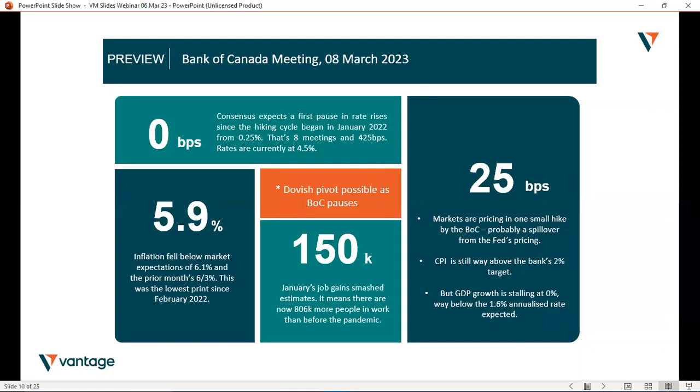Data-wise, we had GDP showing the economy grew less than expected in the fourth quarter. In fact, it stagnated, as I've put here, and in annualized terms contracted 0.1% in December. That was worse than the Bank of Canada had forecast, and really kind of cemented the pause.